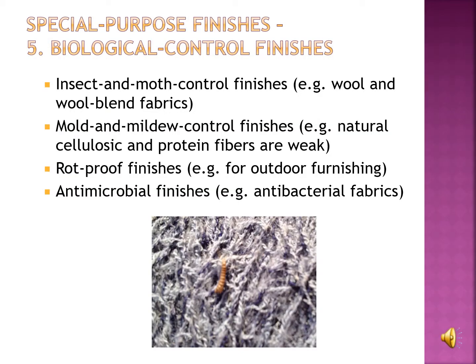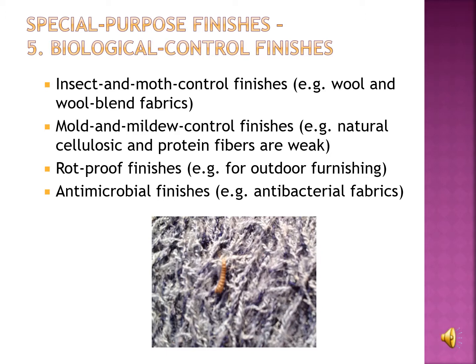So there are pretty much finishes for just about anything you can think of in terms of fabric improvement. That also includes finishes related to controlling biological issues. So there are finishes to control insects and moths from having a meal off of a wool or a wool blended fabric, for example. There are finishes that can control mold and mildew. You might have seen that sometimes on shower curtains where it says mold and mildew resistant and that type of thing. So those products have been treated with a mold and mildew control finish.